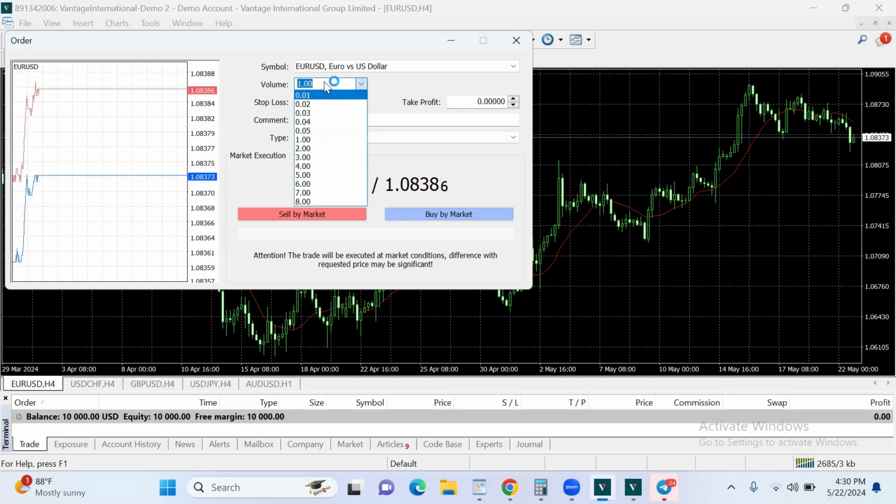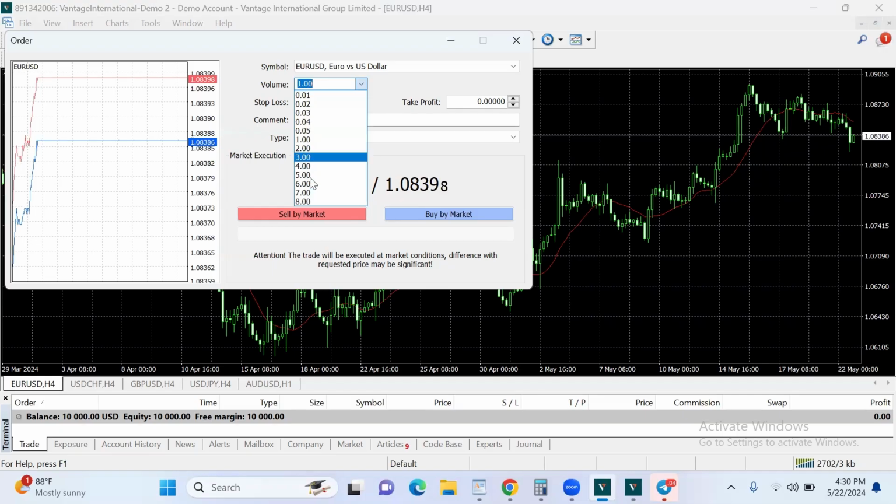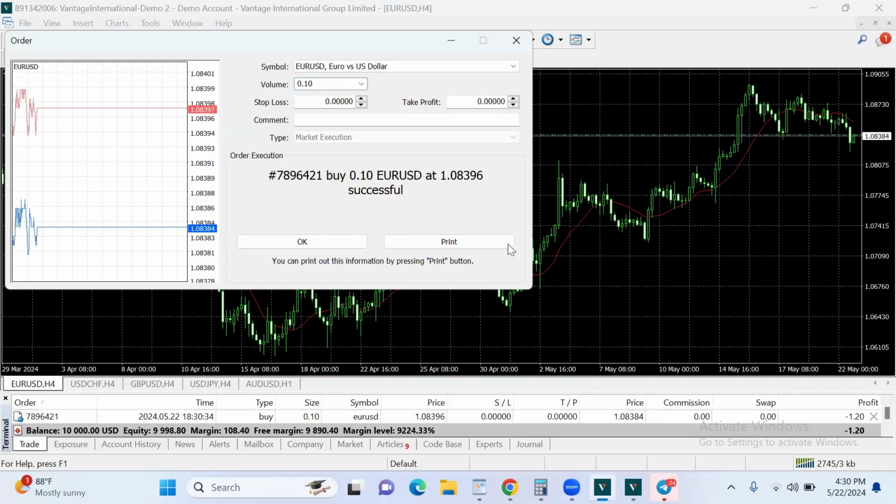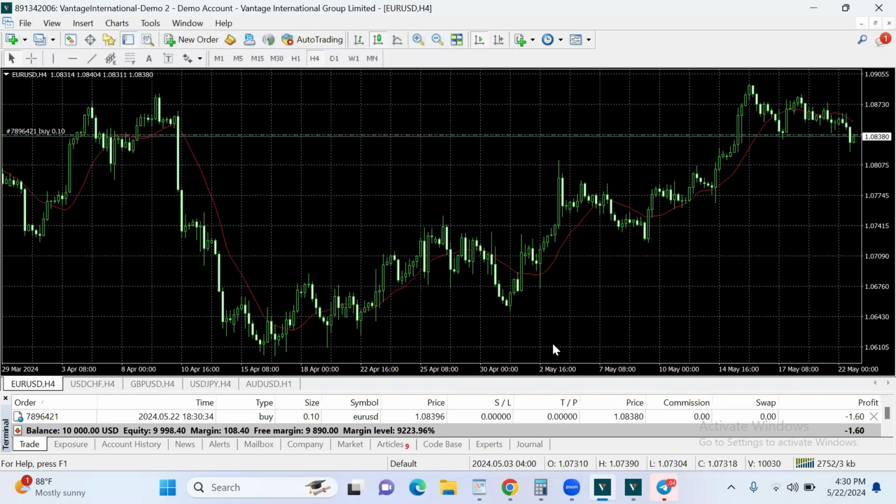Let's say I want to pick 0.10 now. You can see that is dropped down, there's no 0.10, right? I can write it. I just put my cursor there and type 0.10. Then you see it has stayed there now, right? I want to click on buy. I click on buy. So you see, I've entered the buy trade.